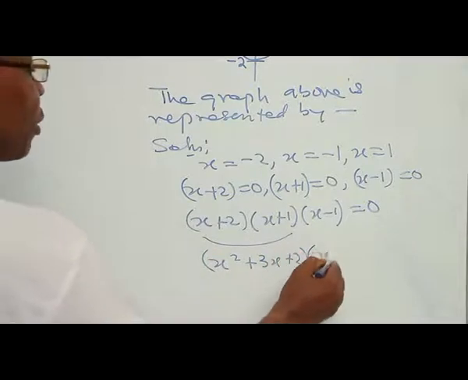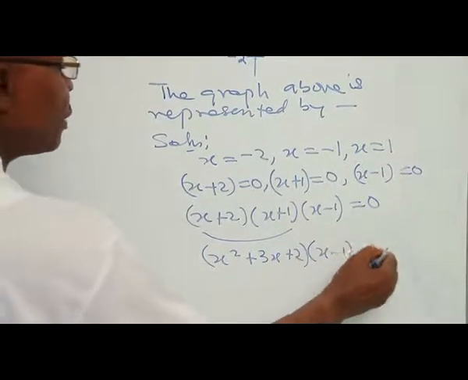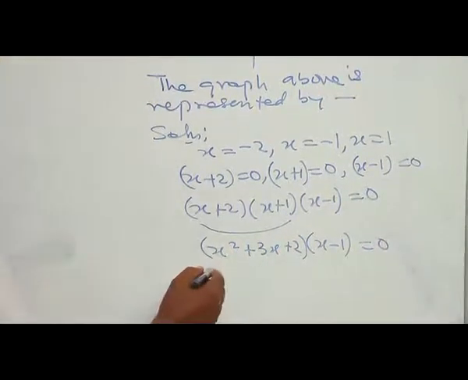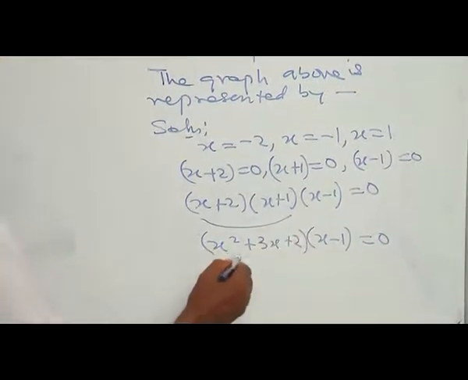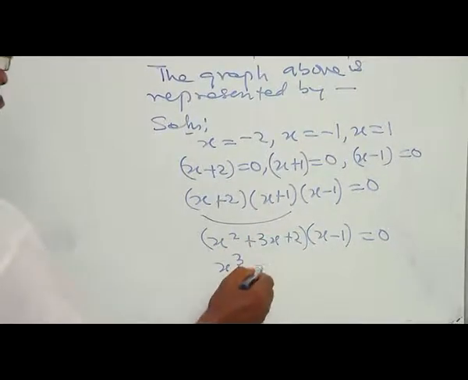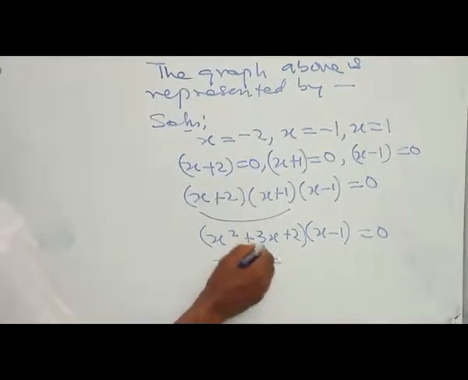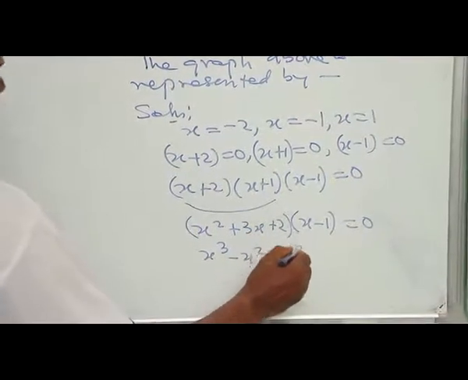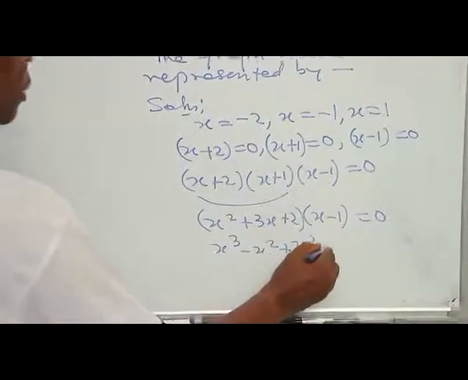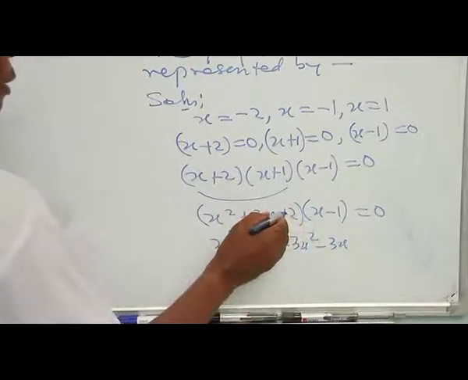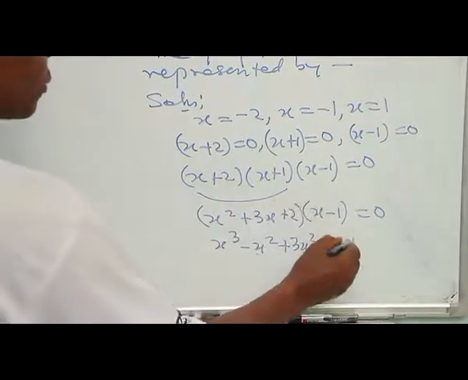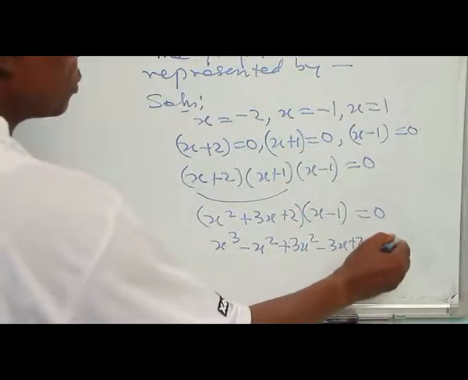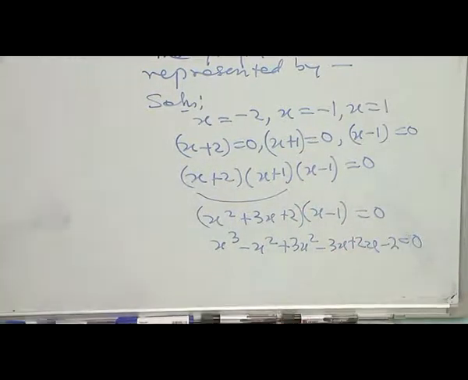Then also bring in your s minus 1. Everything is equal to 0. So we pick this now to multiply everything there. So we have s times that is s cubed. s times that is minus s squared. We pick this now. 3s times s will be plus 3s squared. This will multiply that to give you minus 3s. Then you pick the last one. Plus 2 times that will give you plus 2s. And then 2 times minus 1 is minus 2. Everything is equal to 0.